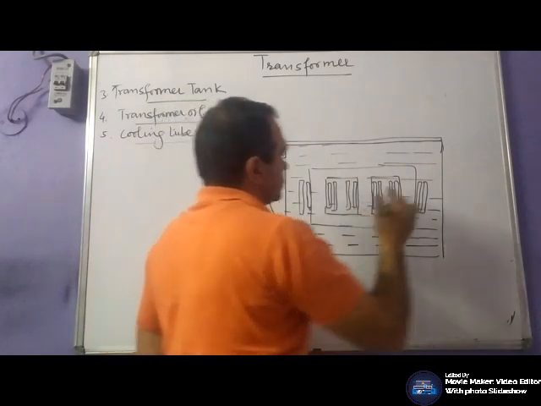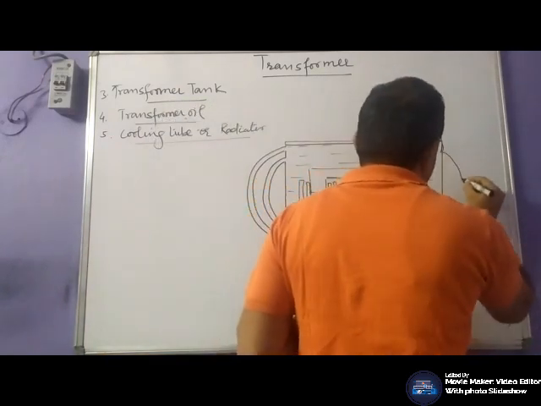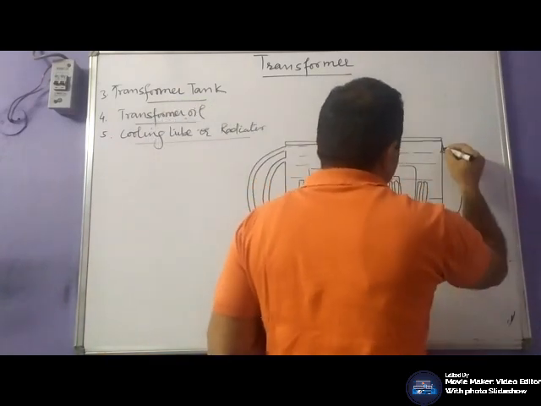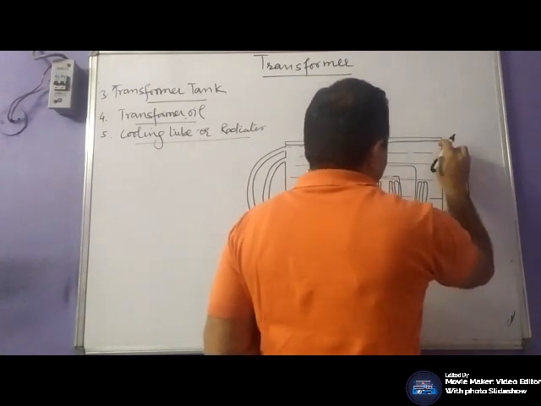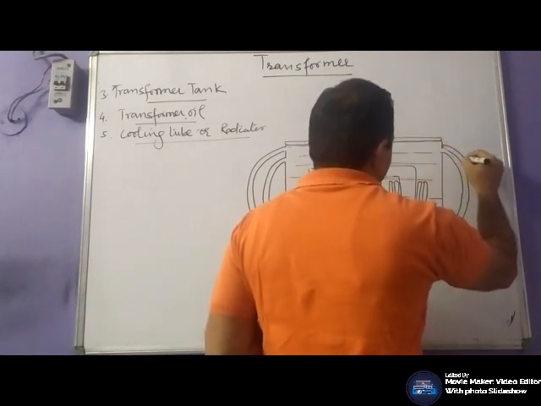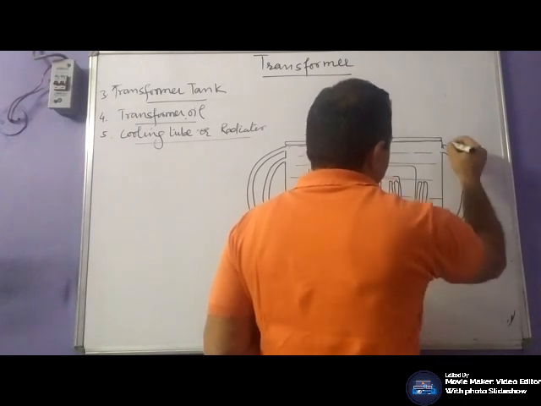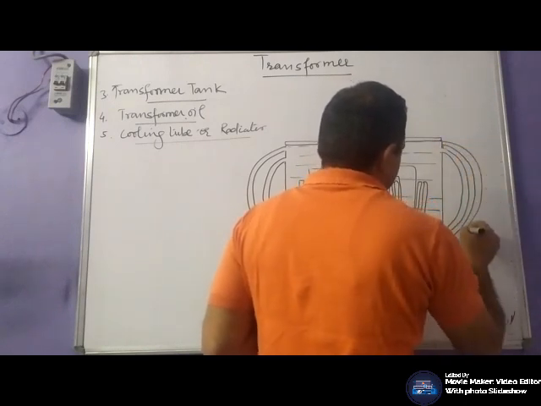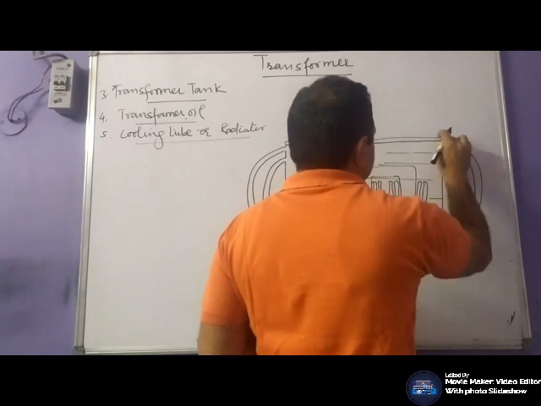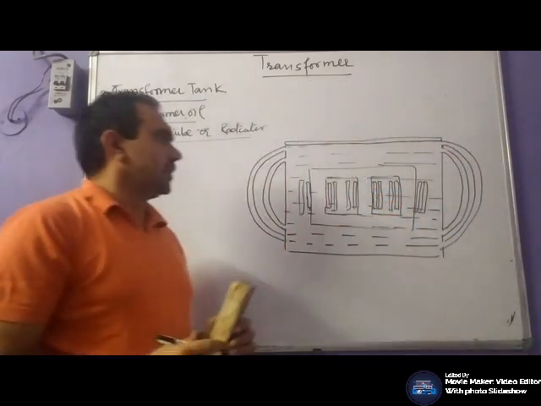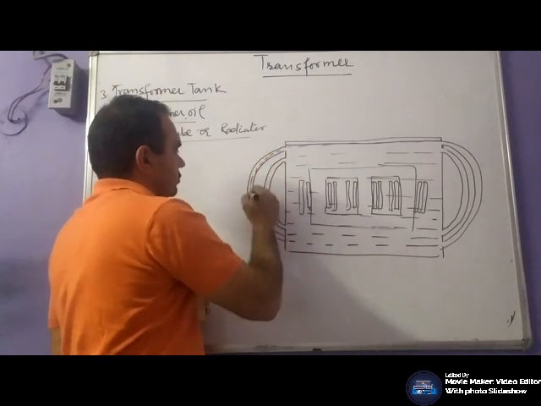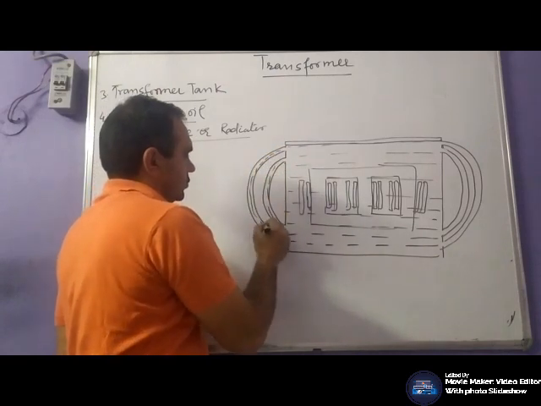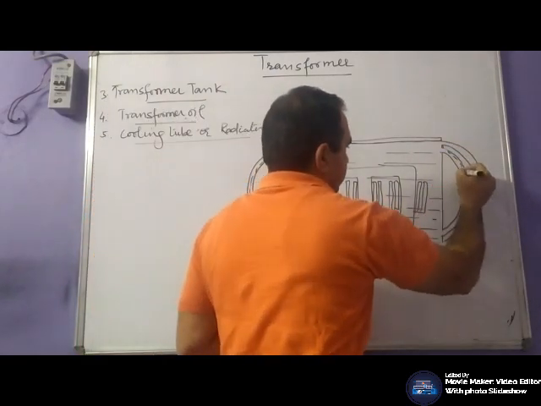The purpose of these tubes is to increase the oil circulation area of the transformer, or to increase the oil and air contact area, so that your oil would be continuously cooled down as it circulates in the tubes.